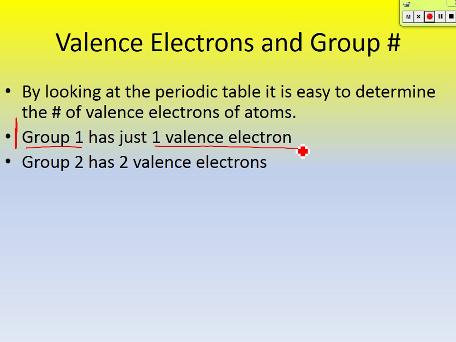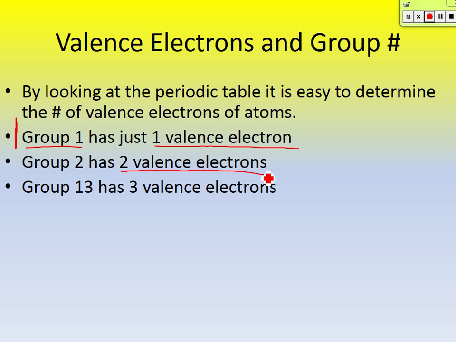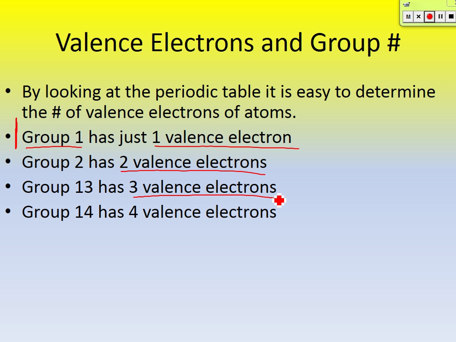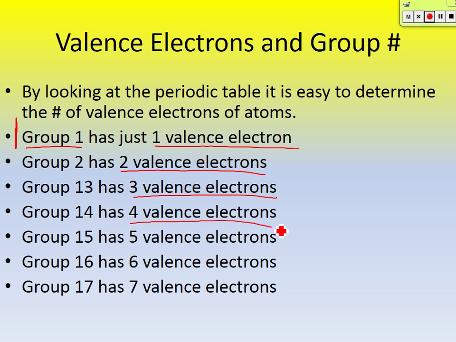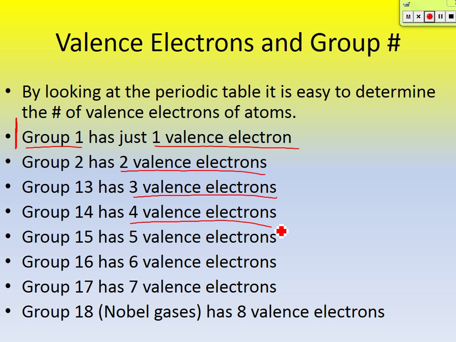Group 2, which is the next group to the right, has 2 valence electrons. That's the group with beryllium in it. Group 13, now we skipped 3 through 12. We're going to group 13 now. Group 13 has 3 valence electrons. Group 14 has 4, and it just keeps going all the way over to the very far right column on the periodic table, which is known as the noble gases. Well, group 18 is the noble gases, and they have 8 valence electrons.